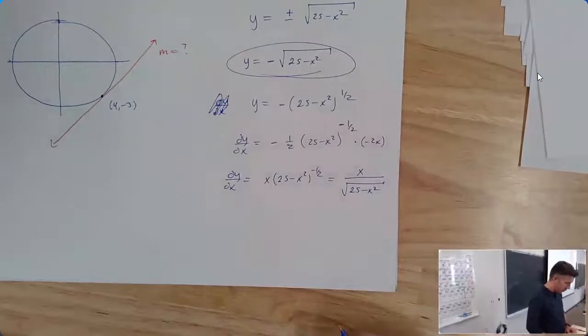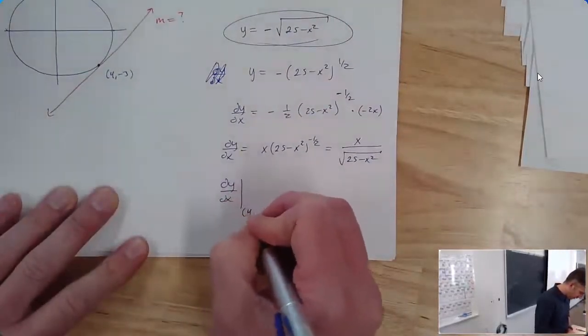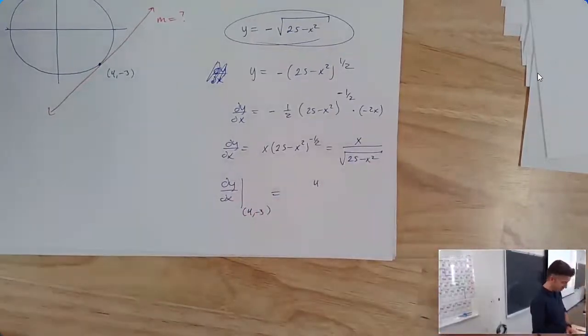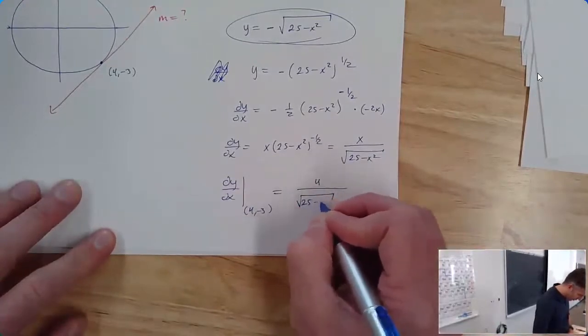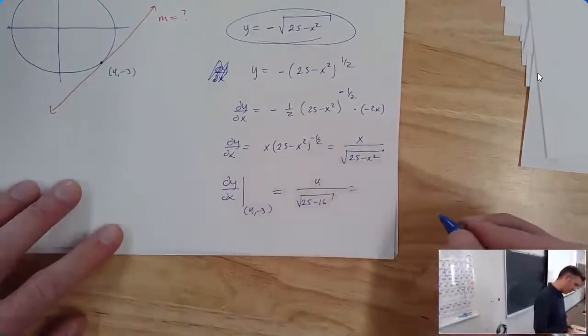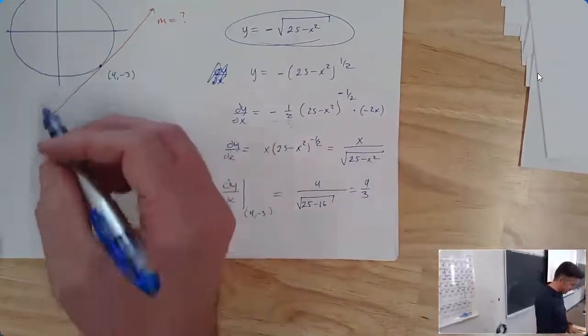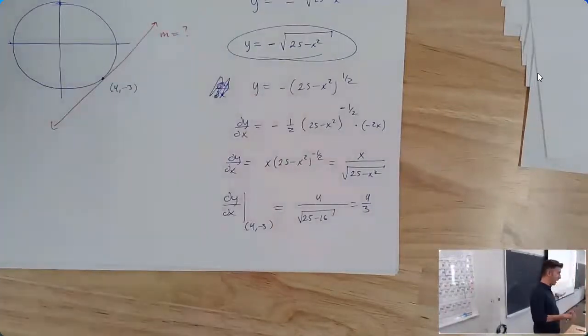And now let's plug in the point. So if I plug in the point 4, -3, I'm going to get 4. Well, I don't have to plug in the -3. I'm just plugging in the 4. I get 4 over the square root of 25 minus 4 squared, which is 4 over square root of 9, which is 4 over 3. Which certainly looks like a plausible answer for the slope of this tangent, right? It's definitely positive, looks okay.